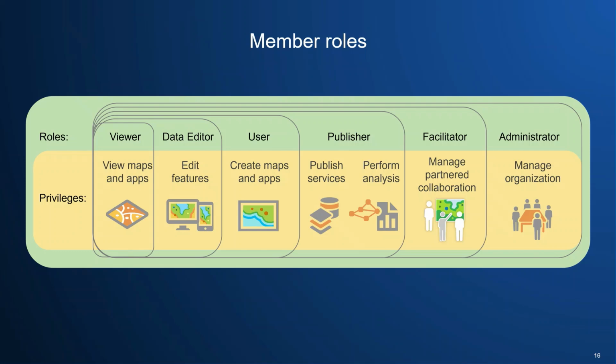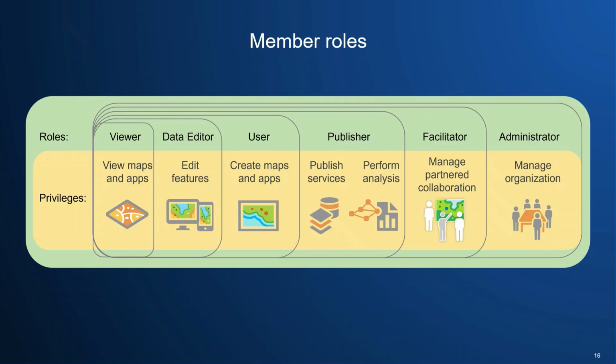Here we can see again the 6 default roles. We can also see what privileges are assigned to them. The viewer, for instance, only has privileges to view items like maps, apps, dashboards, and so on. So he's allowed to view all kinds of items that are publicly shared or shared with him by other users.